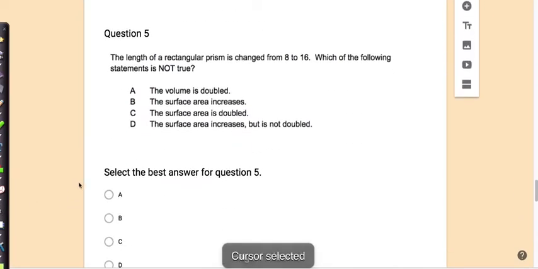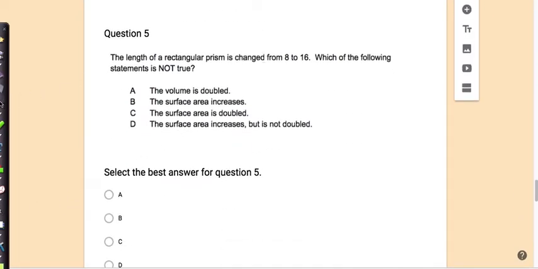Okay, number 5. The length of a prism is changed from 8 to 16. Which of the following statements is not true? So I'm going to find the scale factor of the length, so new over old. It was changed from 8 to 16, so the new one is 16, and the old one is 8. And what's 16 divided by 8? 2. So let's think about that for a second. If the height doubles, what happens to the volume? It doubles.